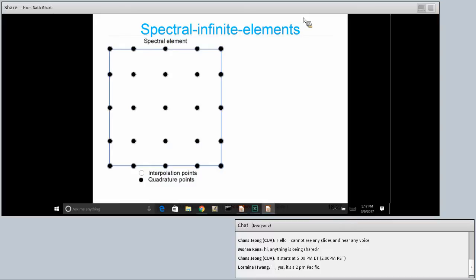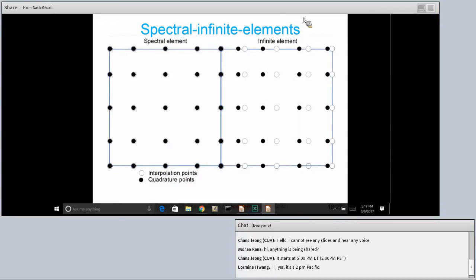Now the infinite element on the right has different quadrature points. It has the same interpolation points as the spectral element, but the quadrature points are different. We cannot use the same quadrature points as the spectral element, because at the right edge, at the infinity, the Jacobian would be singular if we used the quadrature points that we use in the spectral element. That's why we use two different quadrature rules to combine the spectral and infinite elements. In the spectral element, we use the nodal quadrature, the so-called Gauss-Legendre-Lobatto quadrature, and on the infinite element we cannot use that quadrature. That's why we use the so-called Radau quadrature.